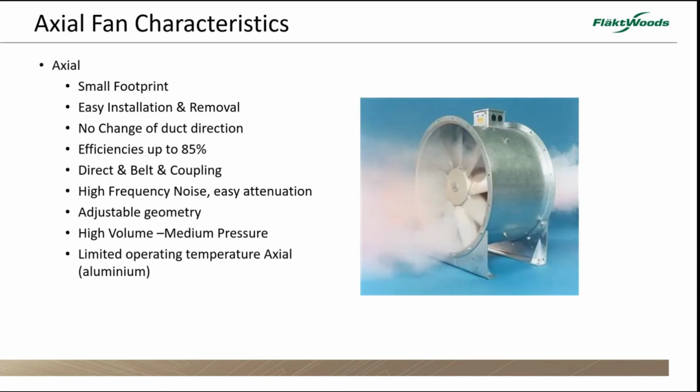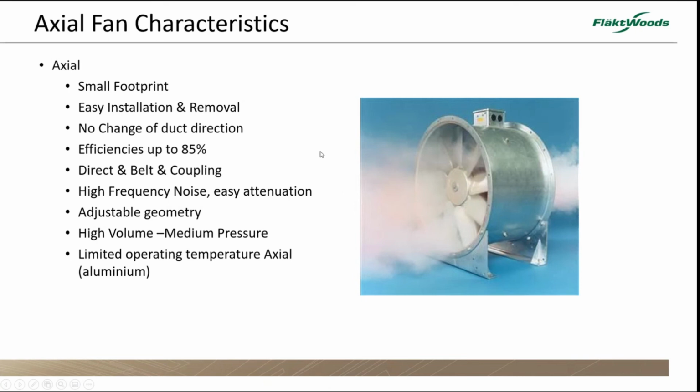So what's the axial fan? Axial fan's got a small footprint. I say that because you've got an 800mm duct that runs through your factory, but you find you need to boost the air a little bit more. You can cut out the section, put 2 flanges on and bolt it in. Easy to install and remove because there's no change of duct direction. The duct and the air goes in the same direction.